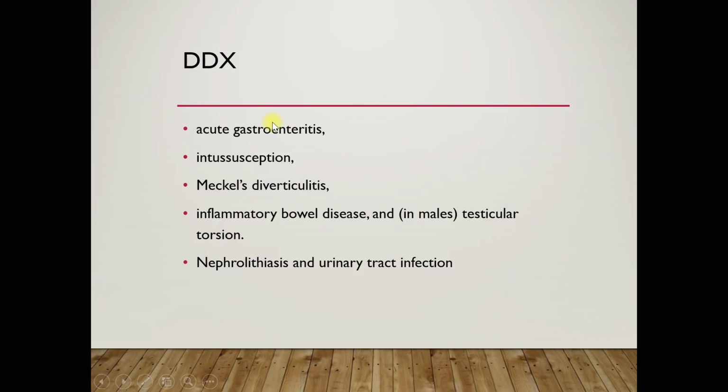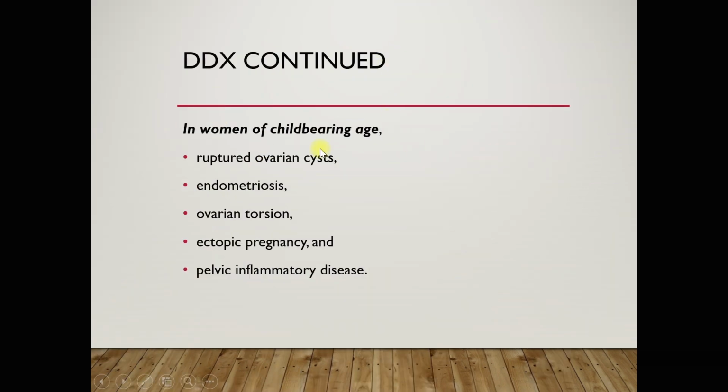Now let's see the differential diagnosis of appendicitis: acute gastroenteritis, intussusception, Meckel's diverticulitis, inflammatory bowel disease, in males testicular torsion, nephrolithiasis, and urinary tract infection or UTI. In women of childbearing age: ruptured ovarian cyst, endometriosis, ovarian torsion, ectopic pregnancy, and pelvic inflammatory disease. So if the patient presents with abdominal pain, nausea, vomiting, fever, and abdominal tenderness on physical examination, we have to suspect all these listed differential diagnoses and do investigations accordingly.